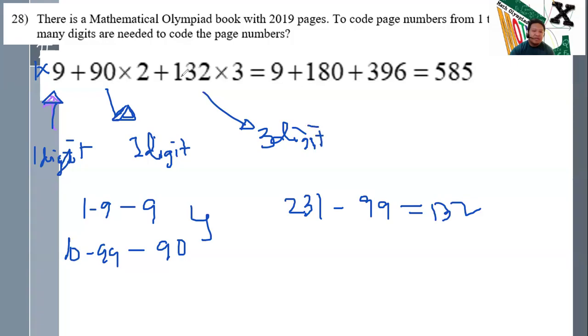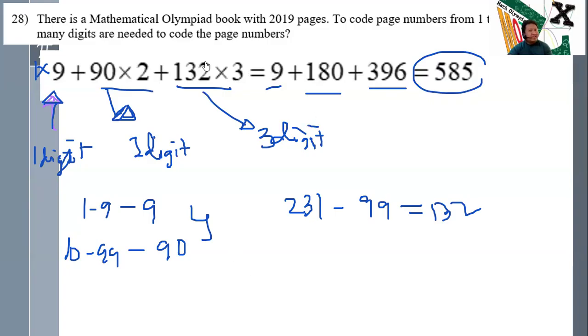So multiply 132 by 3, that's 396 digits for three-digit numbers, 180 for two-digit, and 9 one-digit digits. Adding them up will give us 585 for number 28. Yes, that's the correct answer for that one. We don't use the whole 219, only 1 to 231. And that's the answer for that case, 585.